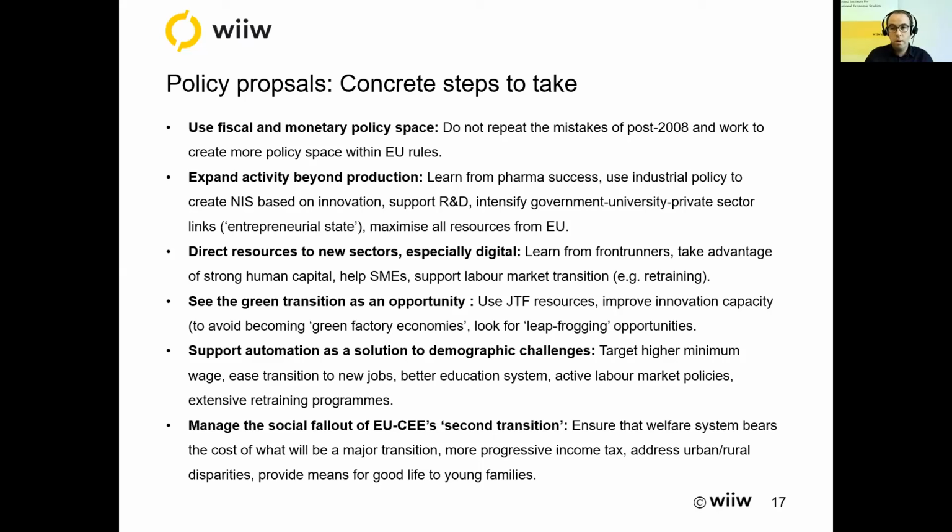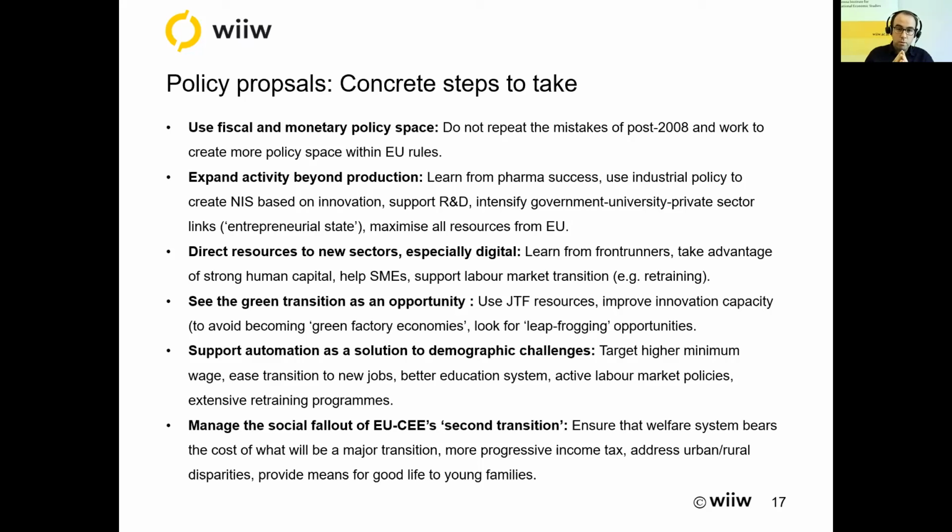So something in the direction of this so-called entrepreneurial state, and to maximize all resources available from the EU for these kind of efforts. The third key block is to direct resources to the new sectors, the sectors where the economies of the region really have potential. For example, the digital economy, to try to learn from the front runners like Estonia, I already mentioned, take advantage of what is actually quite strong human capital in the region in this regard, to help the SMEs, because of course they are structurally disadvantaged by this compared to bigger firms, and to really help the labor market transition, which will be significant to this new digital economy, especially for older workers.